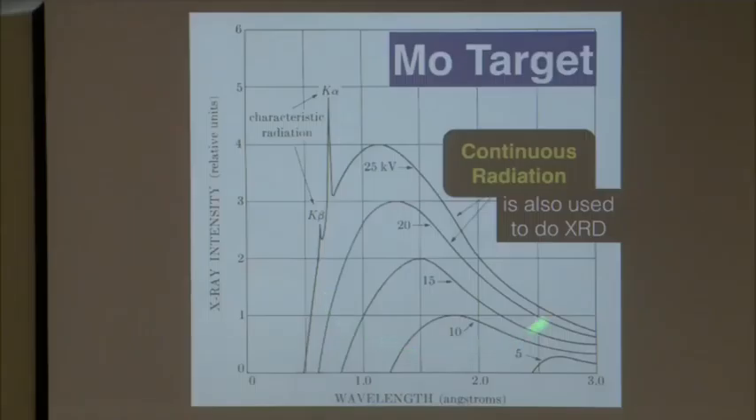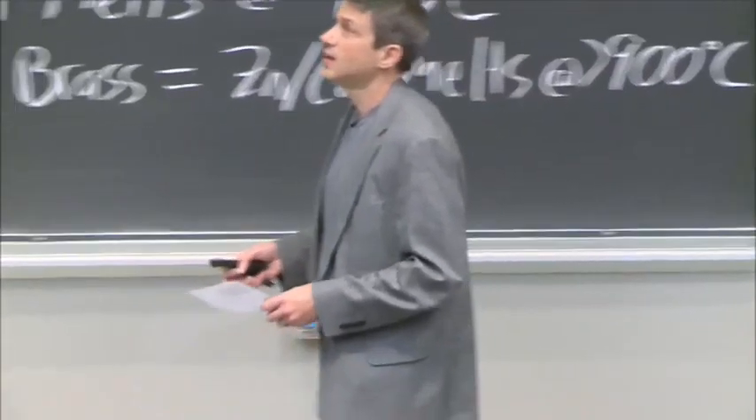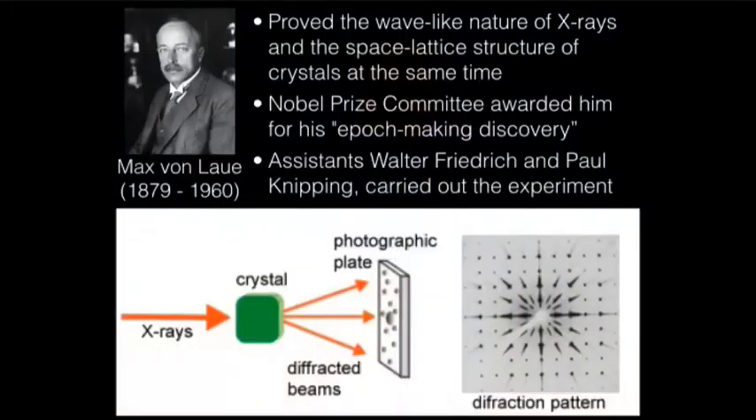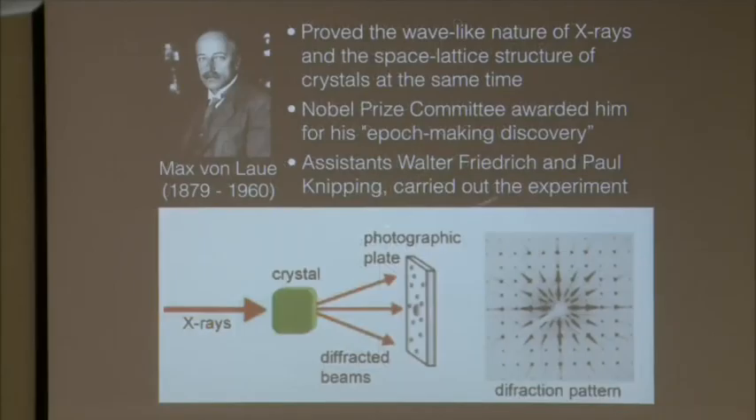But see now, this continuous part is also used. And it was used, like I said, by von Laue. And von Laue was, again, a really, really smart cookie. He used the Bragg condition to prove that the X-rays and the space lattice structure of crystals can be interfered with each other to make this diffraction. But what he did was different. The Nobel Prize was given for this epoch-making discovery, and I'm actually very happy that the people that worked with him also shared the Nobel Prize, right?